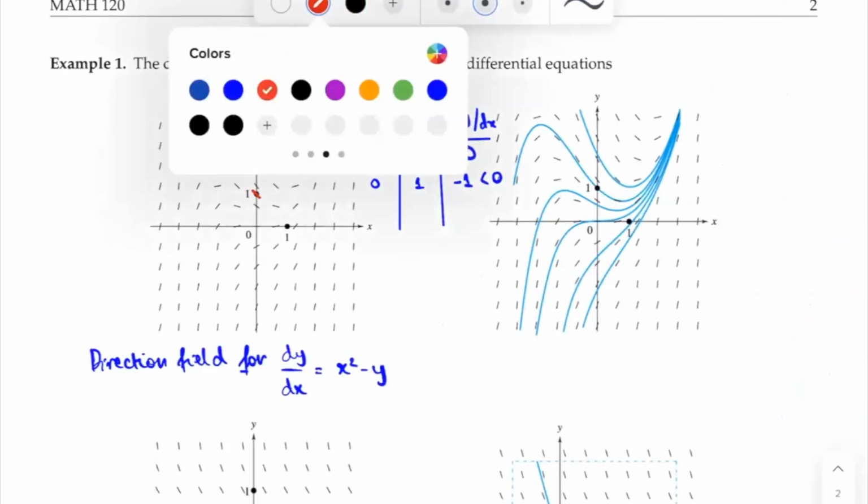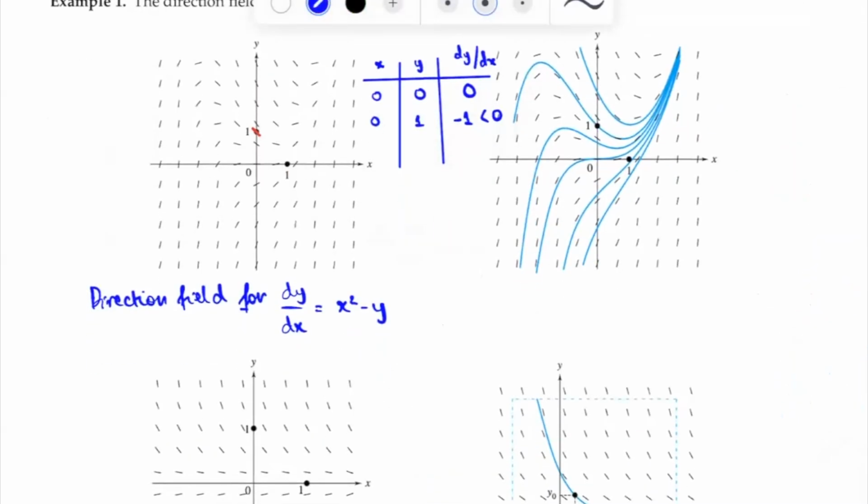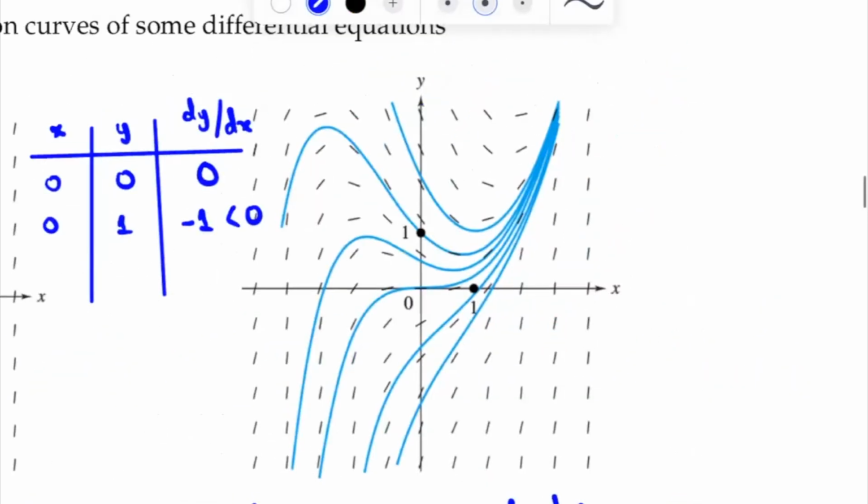Now, on the right-hand side, you have the solution curve to the same differential equation, the solution curves of dy/dx equal to x squared minus y. Now, all of this direction field gives you some suggestions on how the solution curve is going to behave. If you look at the solution curve in blue, it follows the direction field.